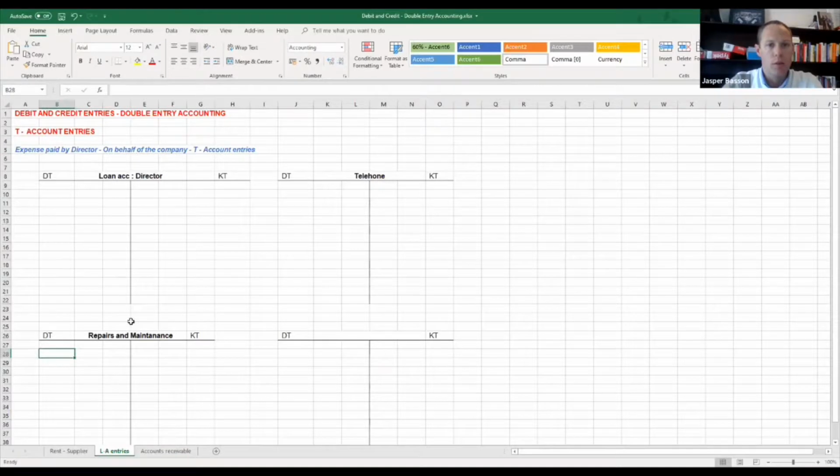So in this case, there's no money flowing from the bank account of the business. It's actually flowing from potentially a bank account or a credit card of the director. In this case, the director's loan would be a liability, and the liability increases on the credit side. So let's say the director paid Telkom, or the telephone account, on behalf of the company. The director's loan, let's call it 5,000 rand, has been paid by the director himself.